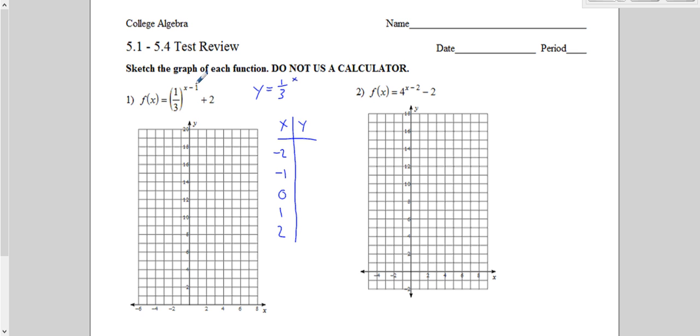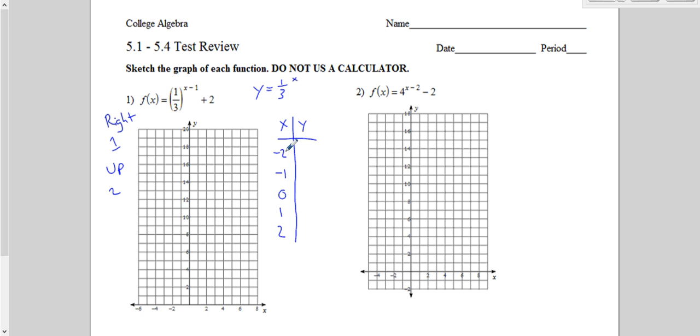With x minus 1 in the exponent, that tells me to shift to the right by 1 unit. And with this plus 2 outside of the exponential function, that tells me to be shifting up by 2 units.